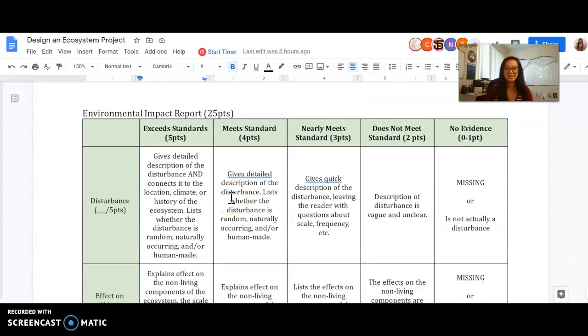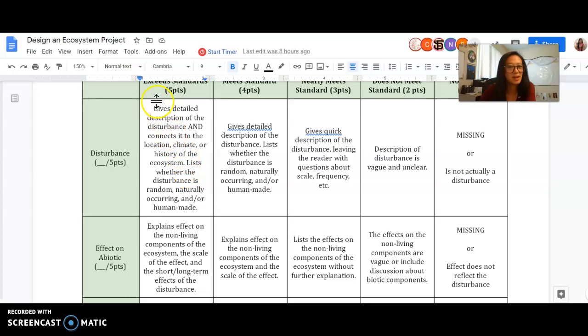Great. And then finally, we have the EIR worth 25 points. And again, I'm going to go over what you should be aiming for, 5 points each. The first thing I'm going to be looking at is your disturbance itself. So I'm going to be looking to see if you gave me a detailed description of the disturbance and also how that connects to your ecosystem's location, climate, or history.